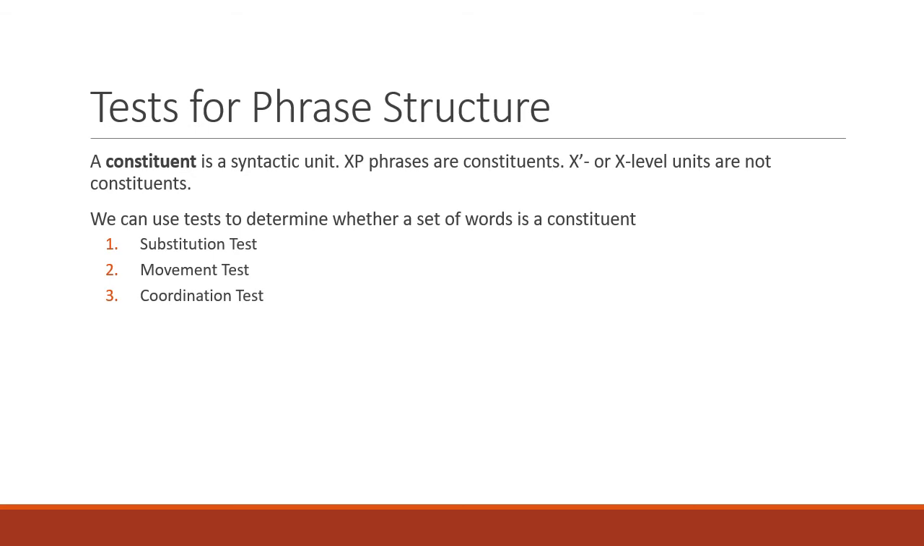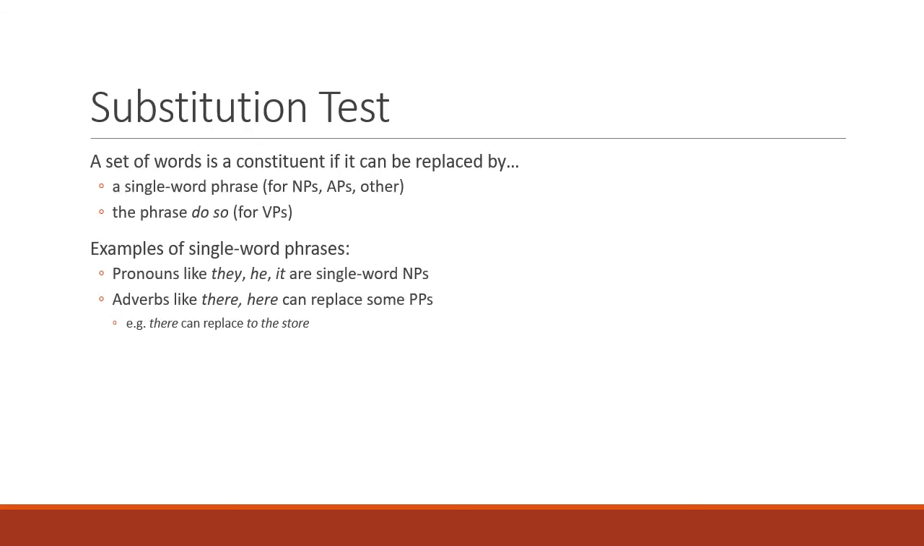So we can use tests to determine whether the set of words is a constituent. There's first the substitution, second movement, and third coordination. And I always use more than one when I'm trying to figure it out, just to make sure that I've got something nice and clear. So first is the substitution test.